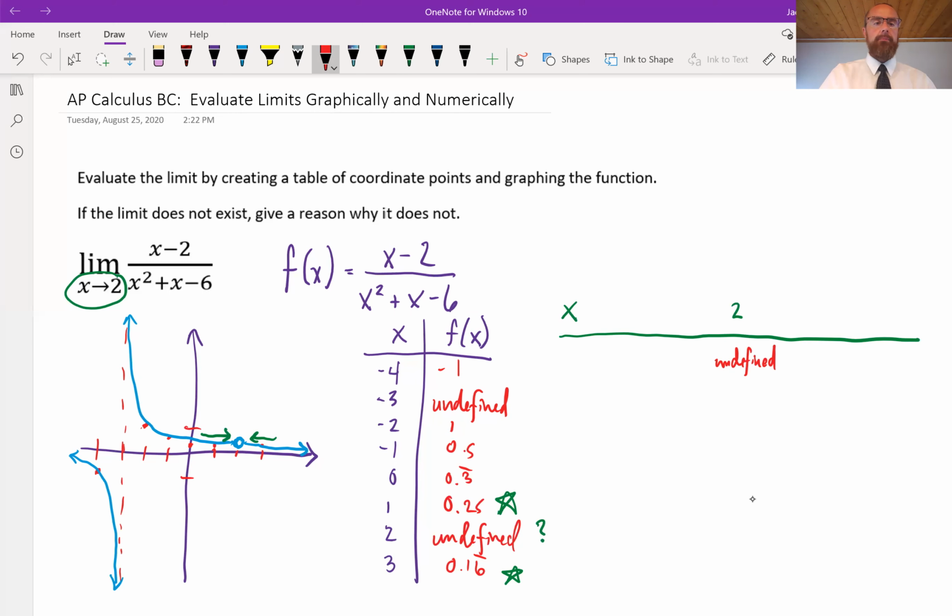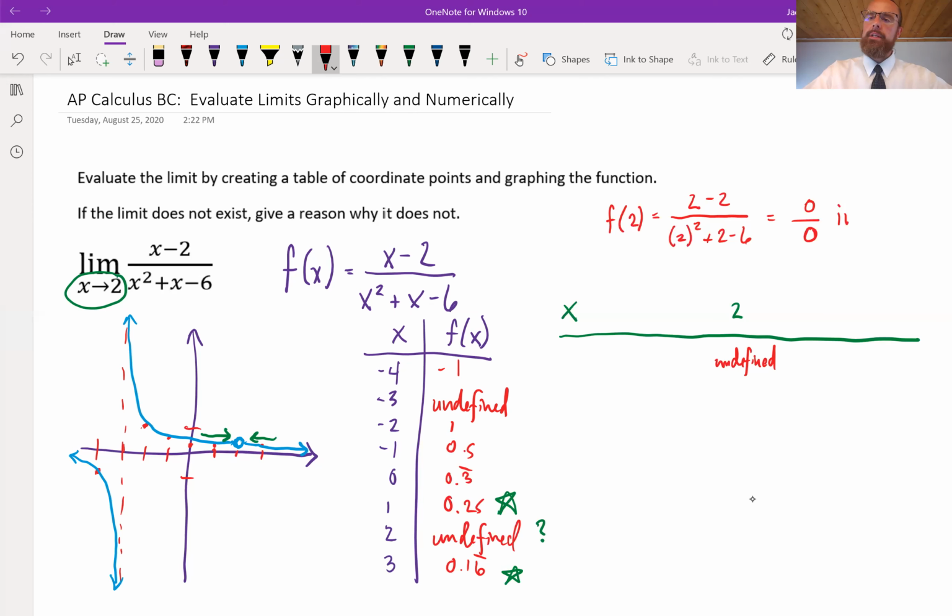I put 2 in there, and let's see what that's going to do in the denominator. So f at 2, I'm going to just substitute 2 for all the x's. That's 2 minus 2 for the numerator over 2 squared plus 2 minus 6. Well, in the numerator, I've got 0. That's okay, that wouldn't have been a problem. But in the denominator, when I do 2 squared, that's 4 plus 2 is 6 minus 6 is also 0. And we're not permitted to divide by 0, and that's why it's bumping out on the calculator as undefined.